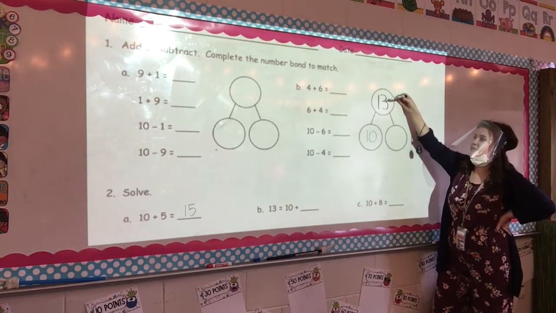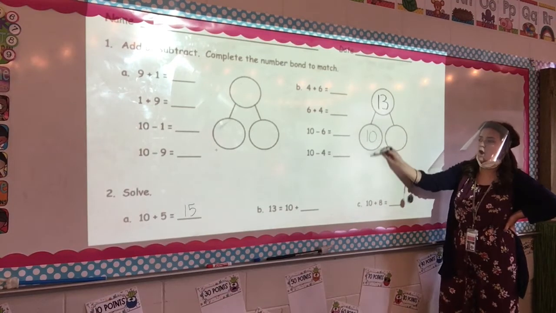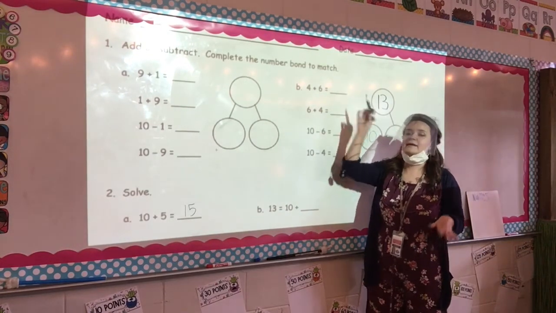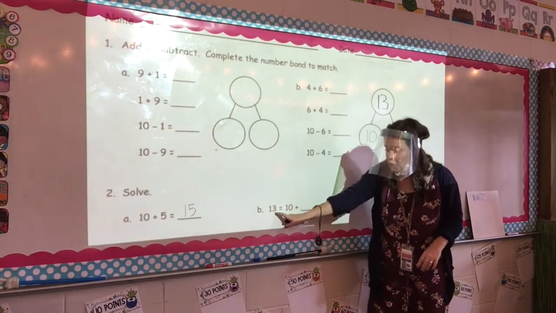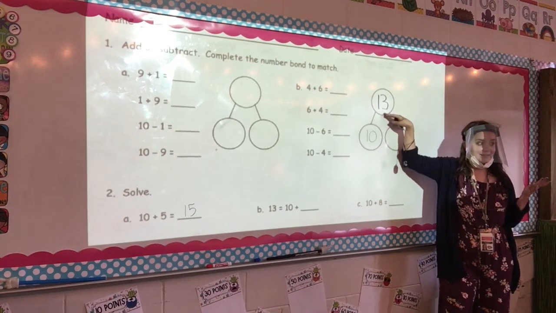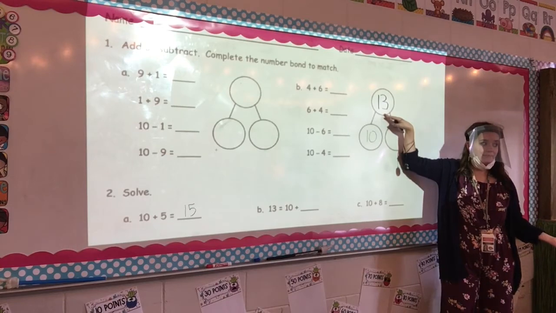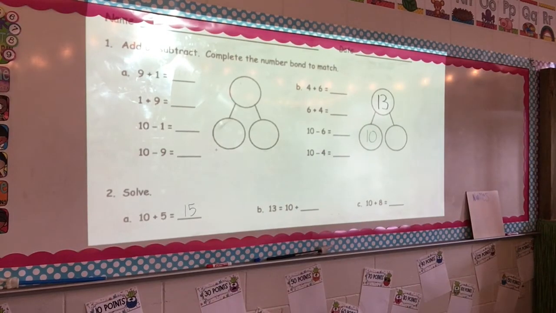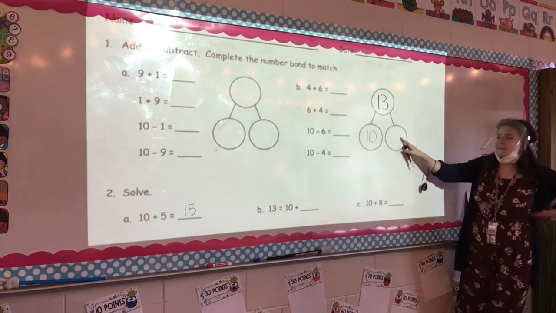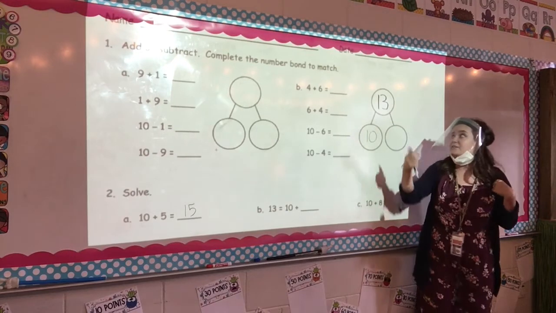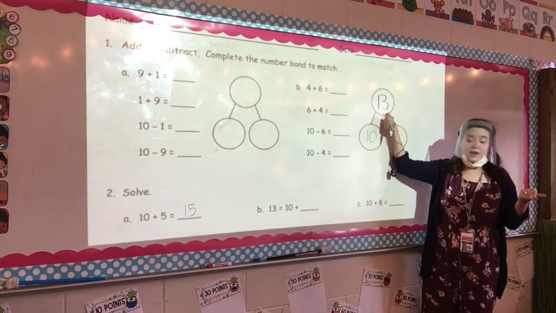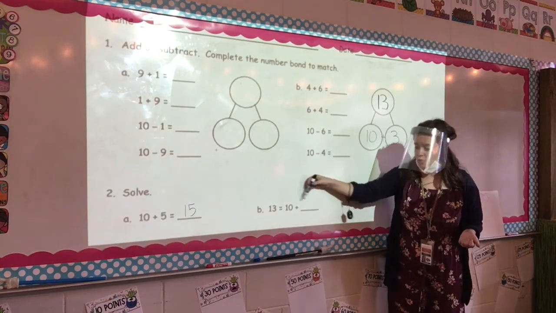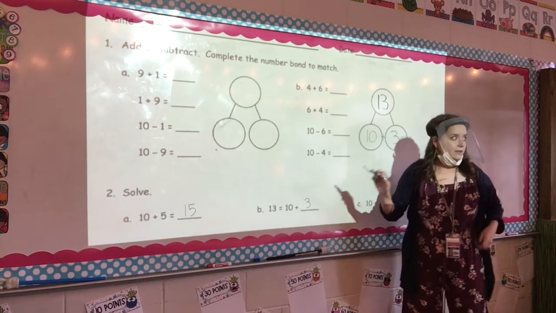Now look, I have 13 as my total and 10 is one of my parts. If I am ever missing the total, like 4 plus 6 equals 10, I'm looking for the total. But if I start with the total, like 13, it's not addition anymore. What is it? Subtraction. It wants you to say 10 plus 3 will give me 13.